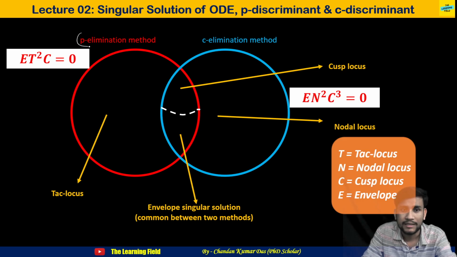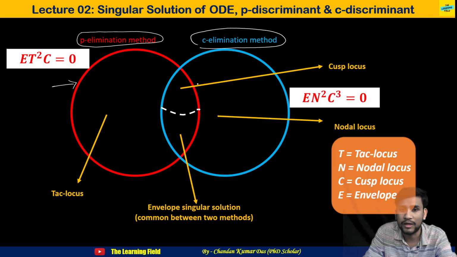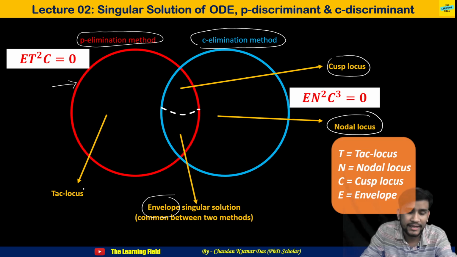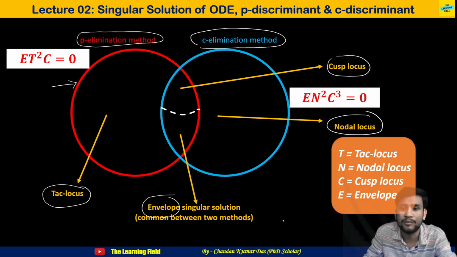Now see this graphical representation. This is the p elimination method. Suppose these are the family of general solutions, that is the general solution. Now we divide the two general solutions, and these are the c elimination method, the blue graph, the blue circle. Now there are four types of locus: cusp locus, nodal locus, envelope, and tac locus. We will come to the definitions of these four types of locus in the next slide. So just remember that T is the tac locus, N is the nodal locus, C is the cusp locus, and E is the envelope.